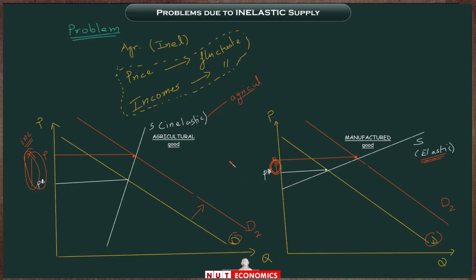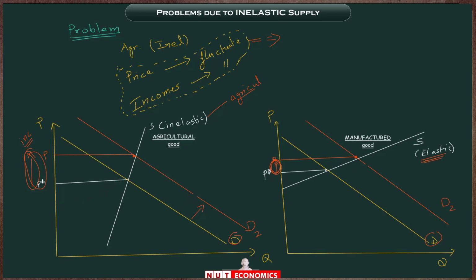And that is how you explain this whole idea in your A-level exams when you are asked, okay, what is the problem created by the inelasticity of supply of agricultural commodities? You draw these two graphs. You can do it on one graph if you are comfortable. You just, within this graph, draw another supply curve passing through the same initial equilibrium.